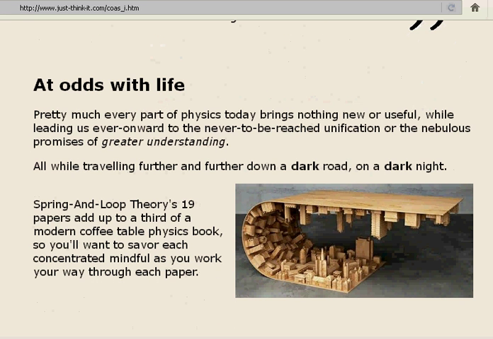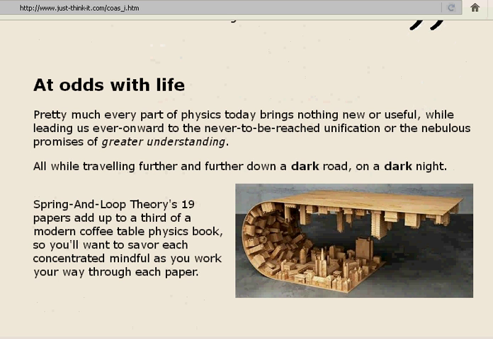Pretty much every part of physics today brings nothing new or useful, while leading us ever onward to the never-to-be-reached unification or the nebulous promises of greater understanding, all while traveling further and further down a dark road on a dark night.